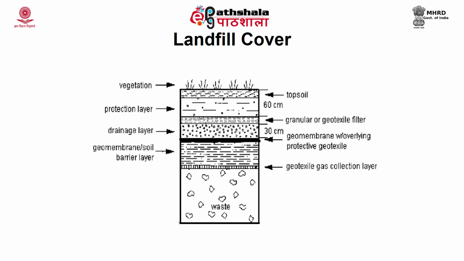Now, so far we have looked into the different components, like the liner system, waste emplacement and cover. We also looked into the different materials which are used, how the different materials are laid in a liner system, how the waste is placed into the landfill, and how you structure or layer a cover. All these things we have seen.